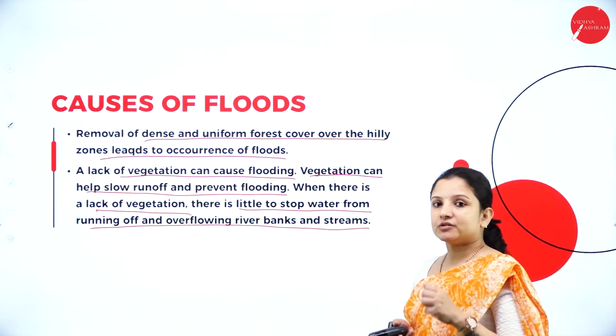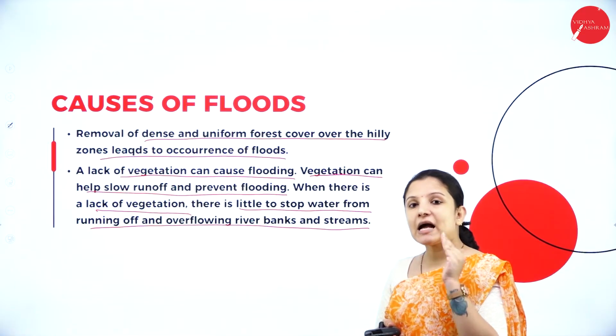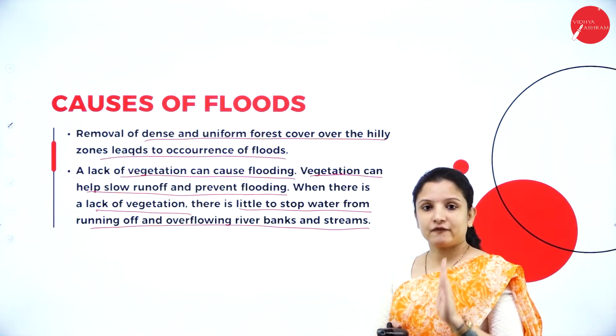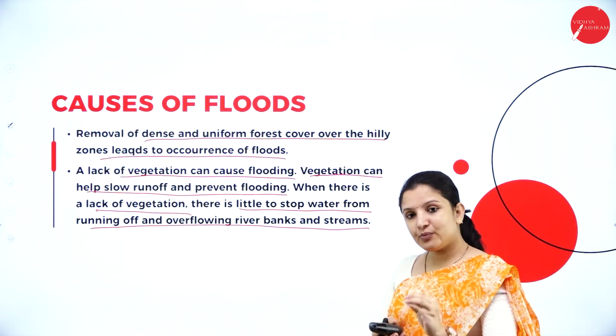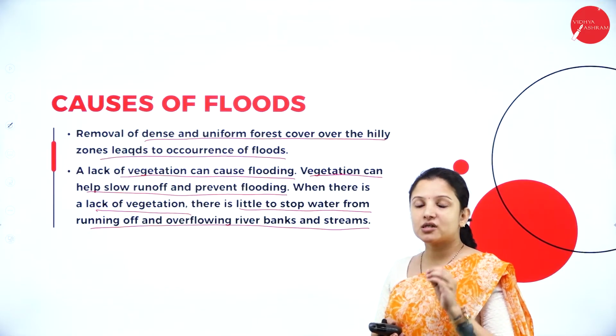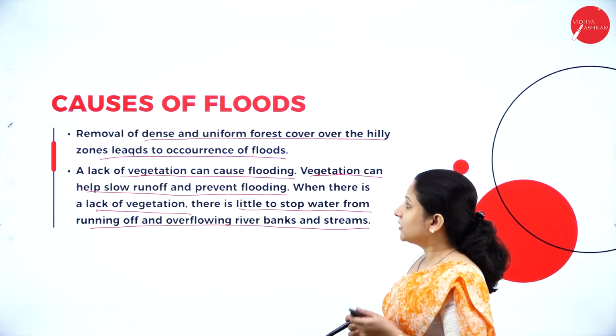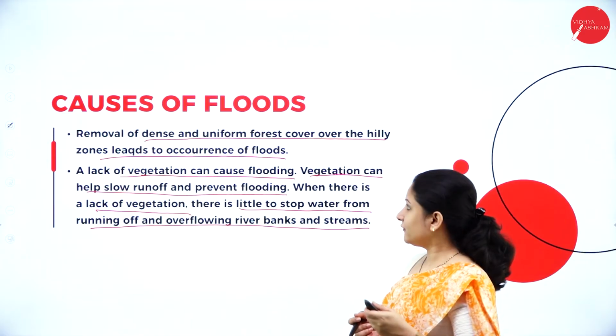So what happens? The plants usually act as a barrier, slowing down the flow of water. Therefore, plants are one of the important features that are needed in order to prevent flooding. So these are the different causes for flooding.